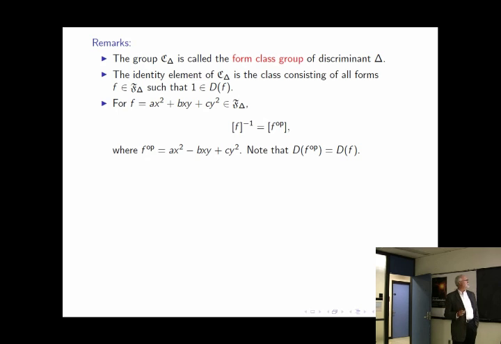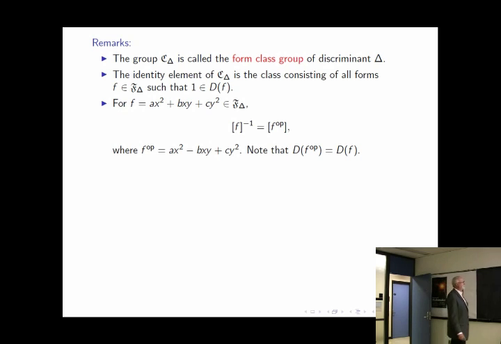The identity element is the class that consists of all the forms that represent 1. So they're easy to identify. It turns out that such forms are all in the same class. This is classically called the principal class in Gauss's language.